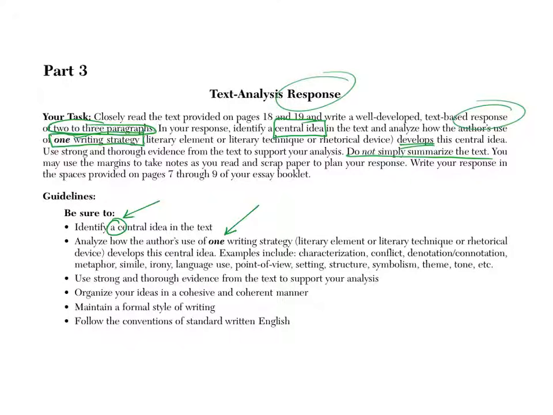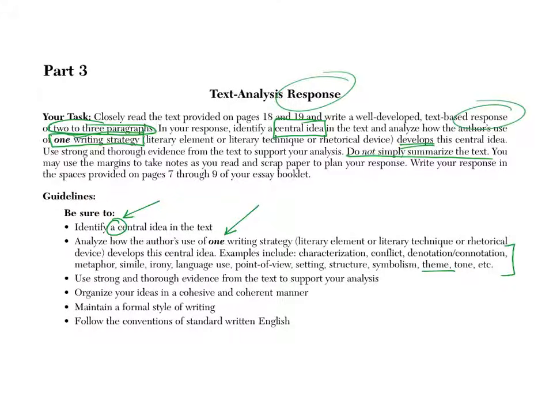Examples include characterization, conflict, denotation, connotation, metaphor, simile, irony, language use, point of view, setting, structure, symbolism, theme, tone, etc. So they give you a list to work with. You'll always have this on the test, just in case your mind goes blank and you can't think of any writing strategies. They give you a list to work with. And some of the stuff might be helpful. Some of it won't. Like theme.